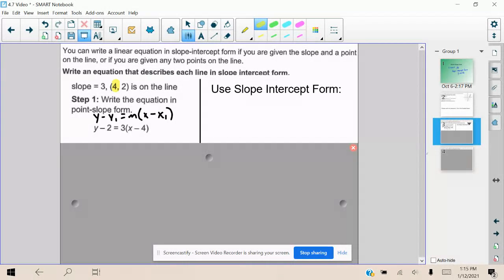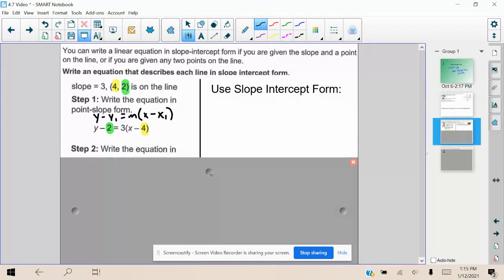We have 4, 2. So 4 is going to be the x value. That's why it's written as minus 4, because that's the x value of the coordinate point. 2 is the y value, so it's minus 2, because 2 is the y value of the coordinate point. And we want to be able to solve for y here. We want to get y isolated.